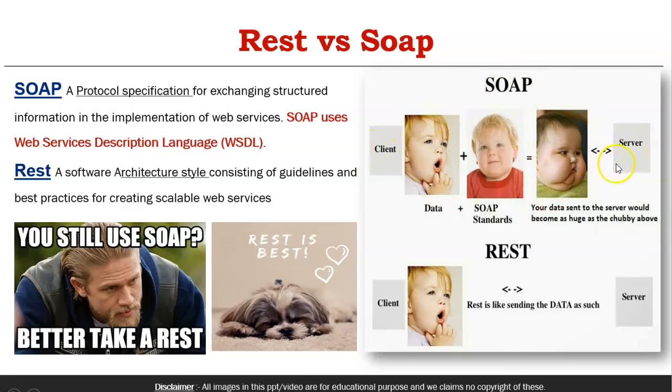So SOAP needs more bandwidth and has more security than REST. We'll see more comparison over the slide, but keep this picture in mind. It helps us to solve many of the questions. SOAP is not only simple data, but along with data, some SOAP standards are embedded, and the data from the server will be huge and bulky compared to REST.